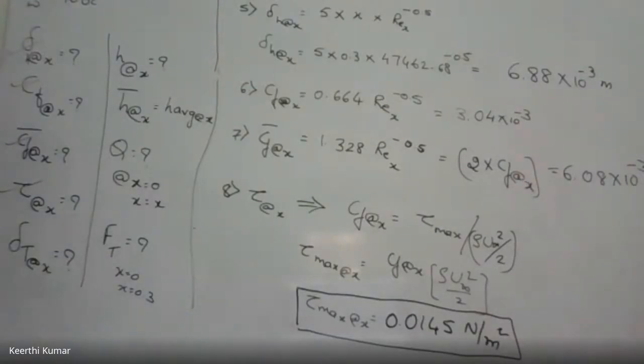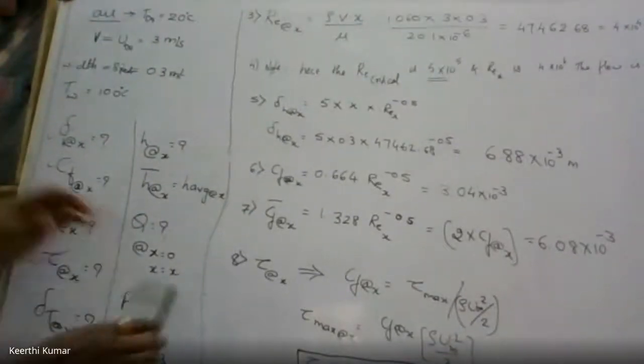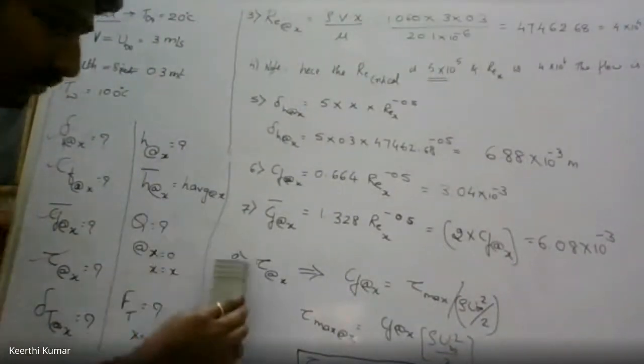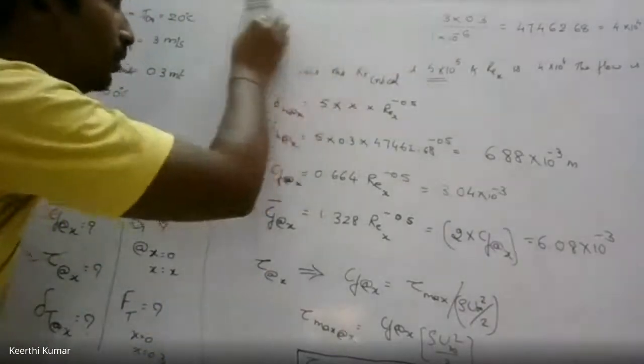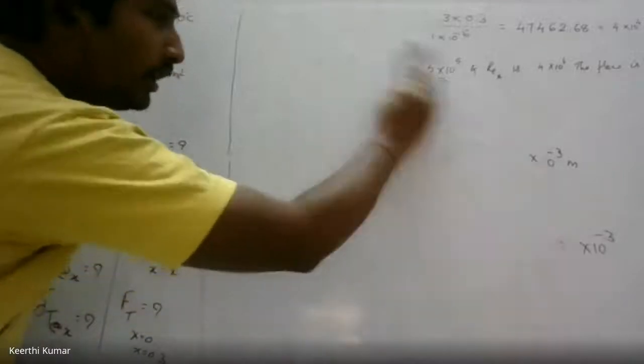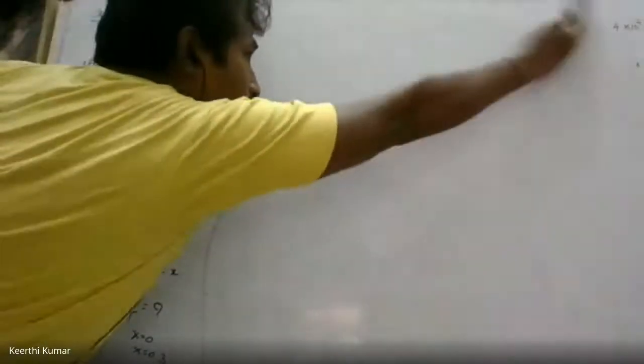Then he is asking the thickness of the thermal boundary layer. I hope up to 8 it is done. Any doubts till 8 point? I hope there is no doubt. I will go with the next, the thermal boundary layer. Thickness of the thermal boundary layer at a distance of x. You go for the ninth step, that is thickness of thermal boundary layer at a distance of x. What is the notation for thickness of thermal boundary layer?